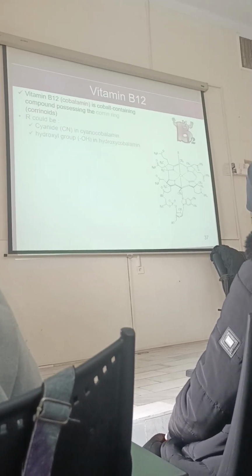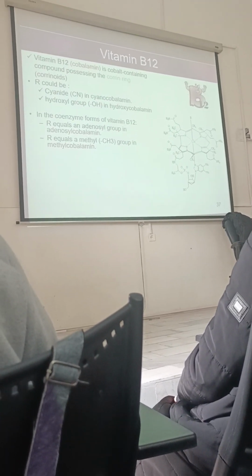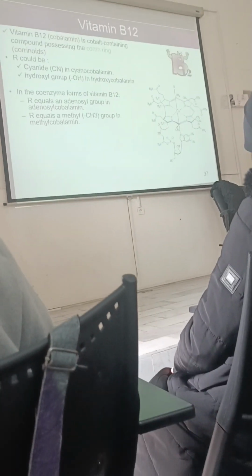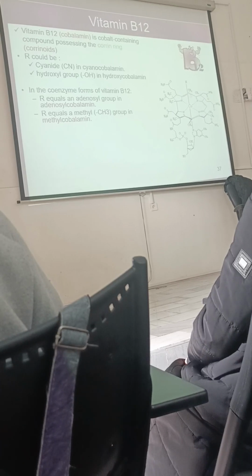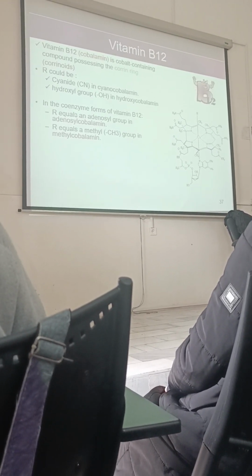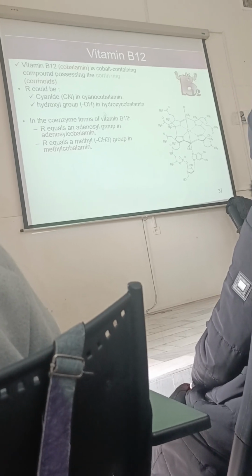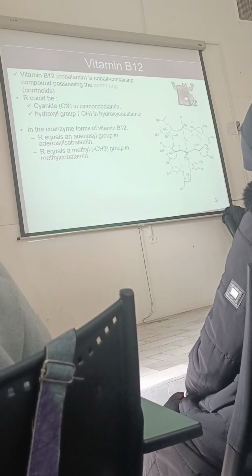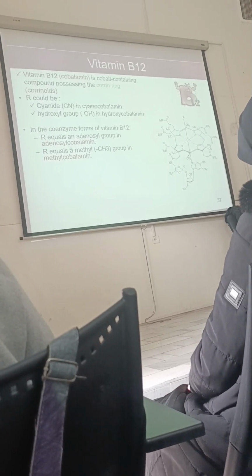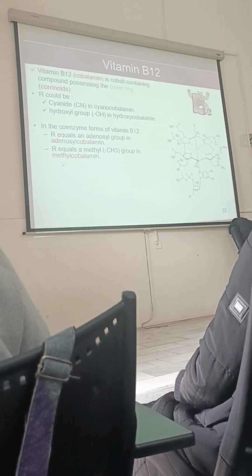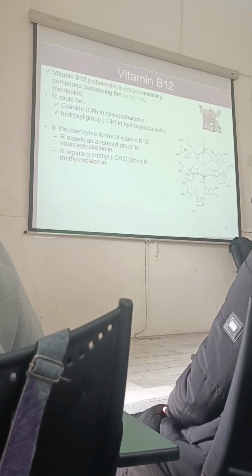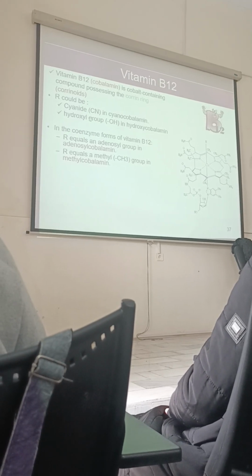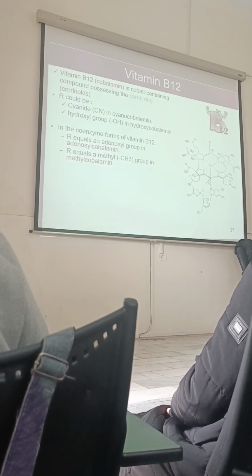Vitamin B12. Maybe I'll ask you about the name of the R group, the type of group in cobalamin. In the coenzyme forms of vitamin B12, R is adenosine and sometimes methyl. But in supplements of vitamin B12, they are cyanide and hydroxyl. So these few lines are very important.